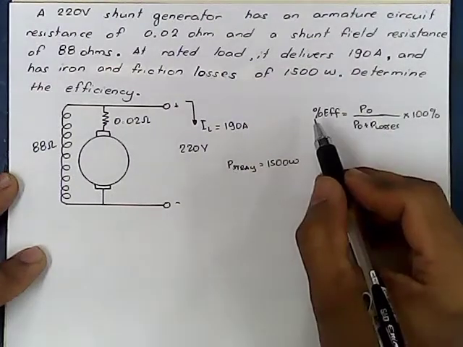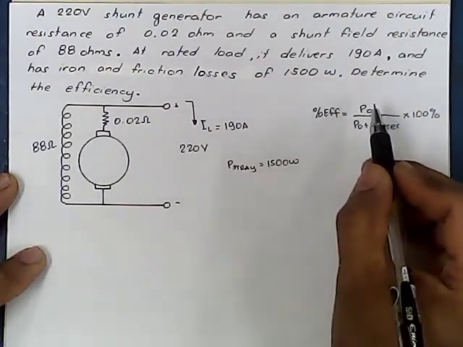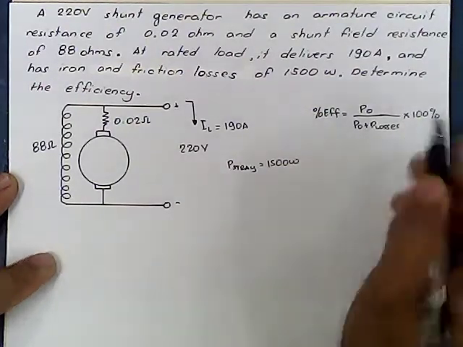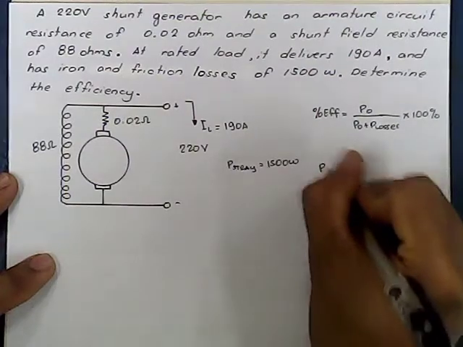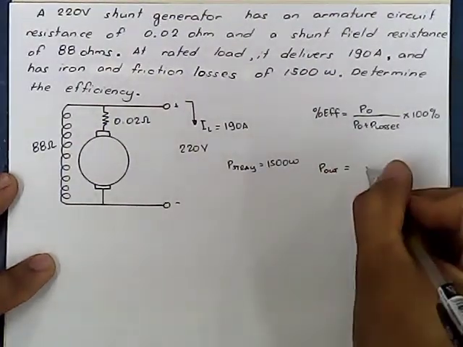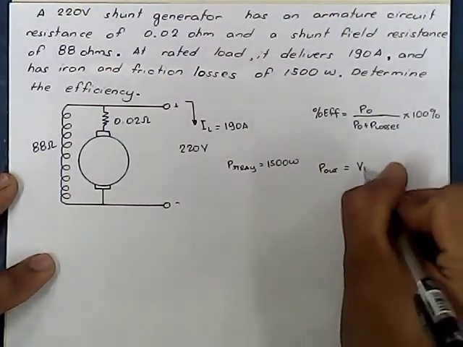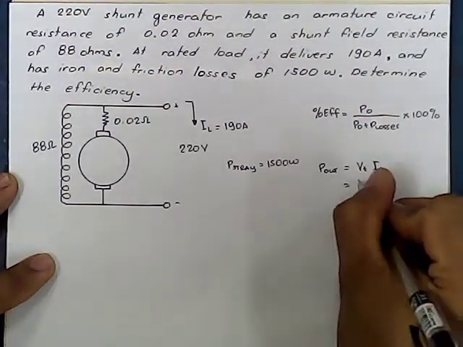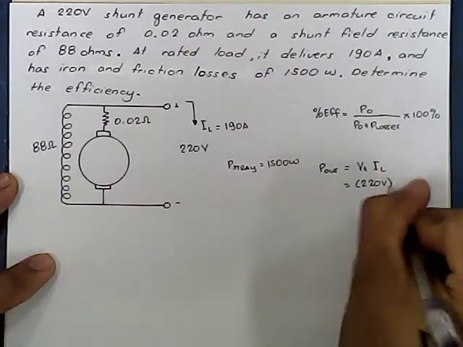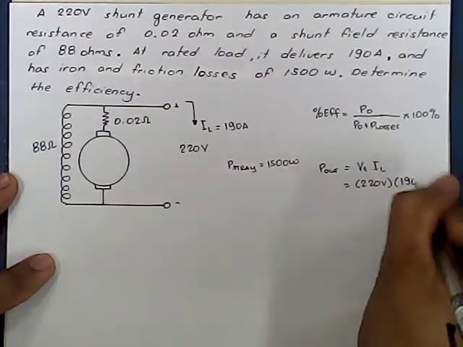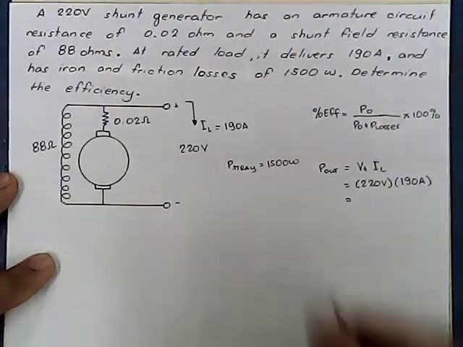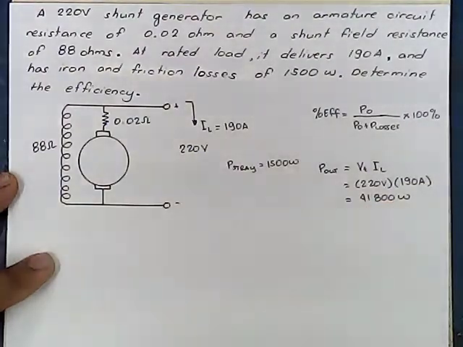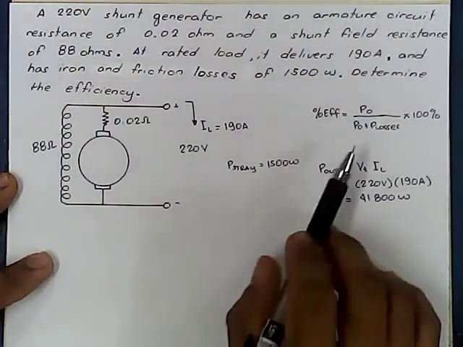Again, yung formula, percentage efficiency is equal to power output divided by the power output plus power losses times 100%. For the power output, that is simply terminal voltage, multiply that by the line current. We have here 220 volts, multiply that by 190 amperes. Meron tayong 41,800 watts.